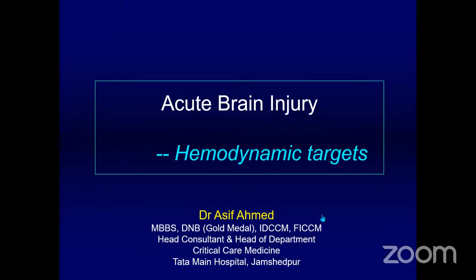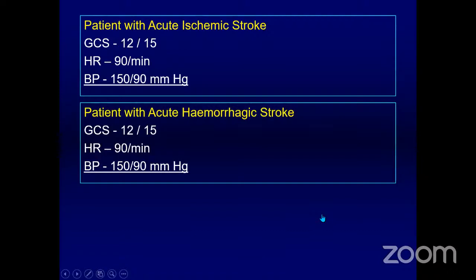So in a clinical scenario, you have a patient with acute ischemic stroke. He has a GCS of 12/15, his heart rate is 90 per minute, and he has a blood pressure of 150 by 90 millimeter of mercury. Now, in a similar instance, you have a patient with acute hemorrhagic stroke who has the same parameters: a GCS of 12/15, a heart rate of 90 per minute, and a blood pressure of 150 by 90 millimeter of mercury. He has the same GCS, and the hemodynamics are the same. Now the question is, are these parameters fulfilling the criteria for management of these two situations?